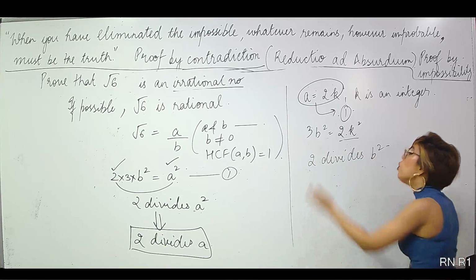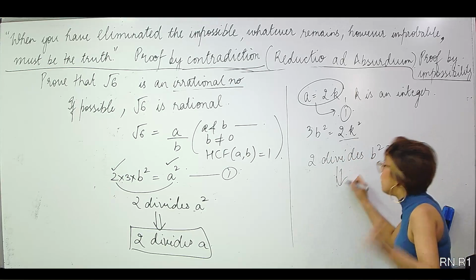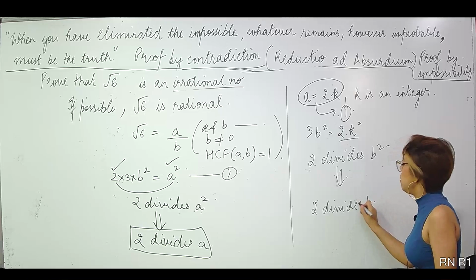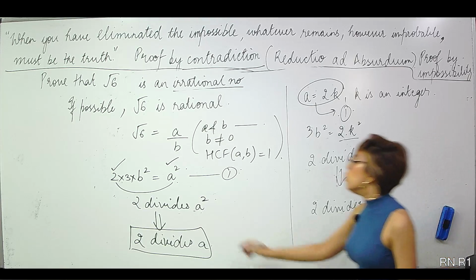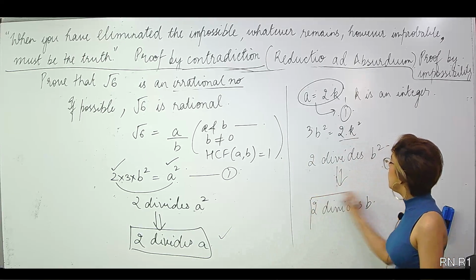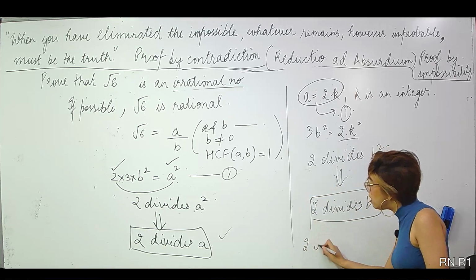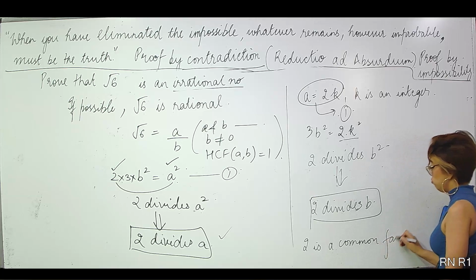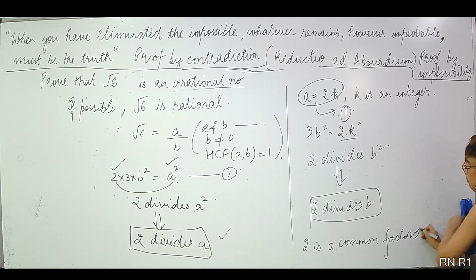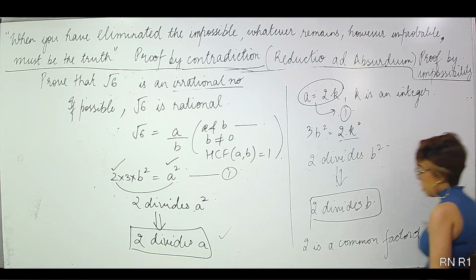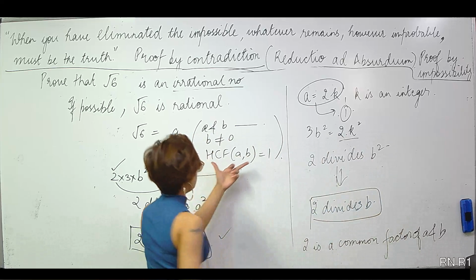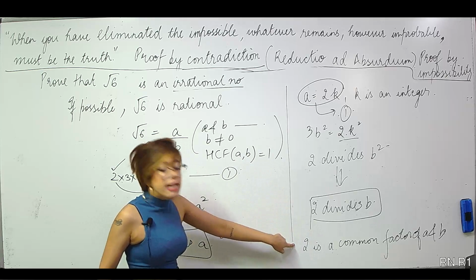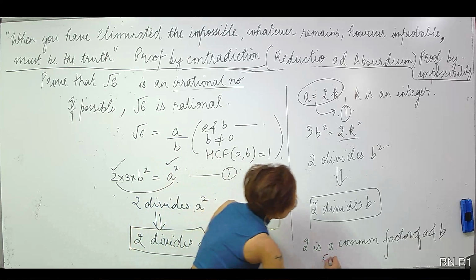Right? If 2 divides B square, 2 will definitely divide B. Now, again, you know that 2 divides A. You know that 2 divides B. That means 2 is a common factor of A and B. Here, what did you assume? That there was no common factor. And you said this. Clearly, this is a contradiction.